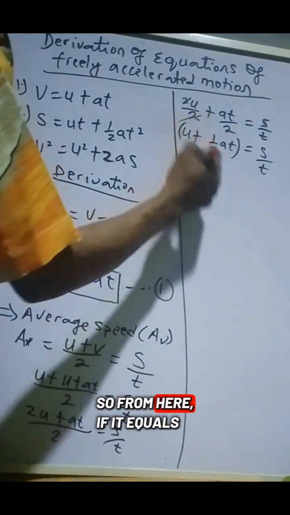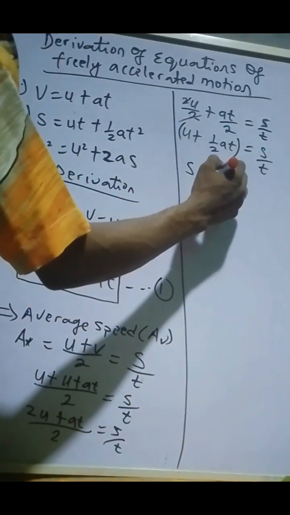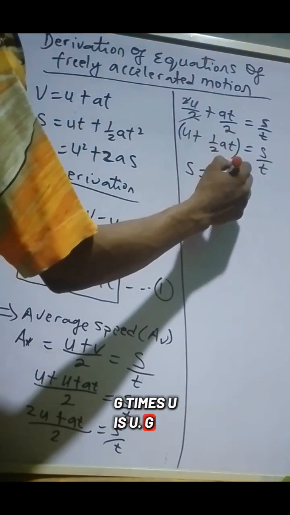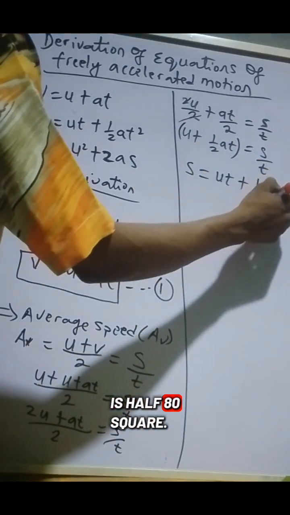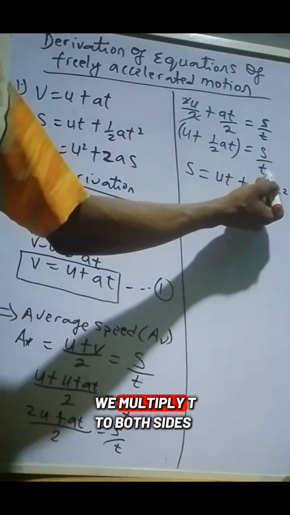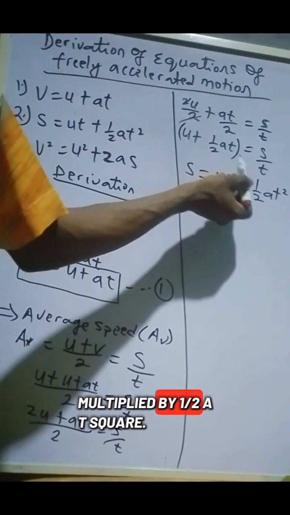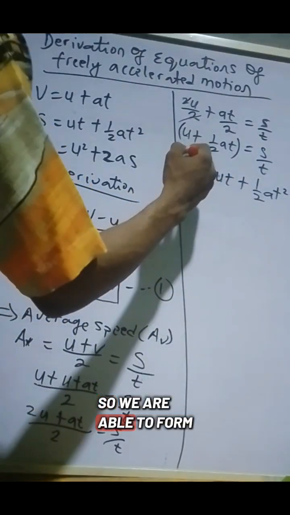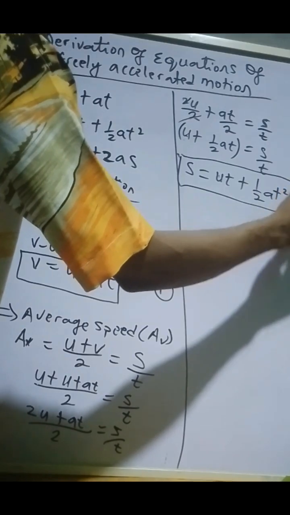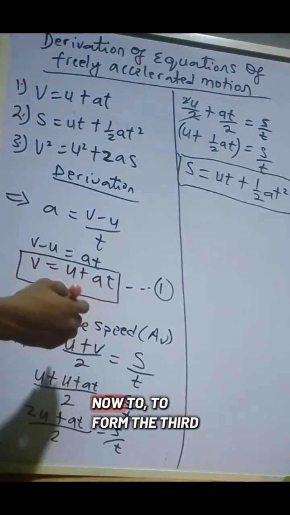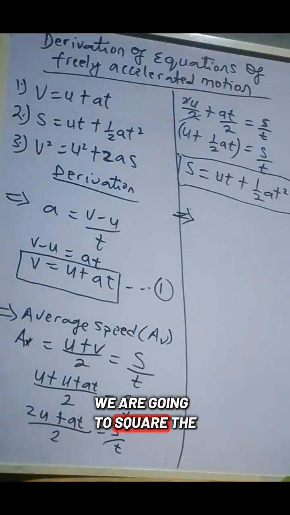So from here, if we cross multiply, s equals t times u, which is ut, plus t times half at, which is half at squared. You multiply t to both sides. So we are able to form the second equation of motion. Now to form the third equation of motion, we are going to square the first equation of motion.